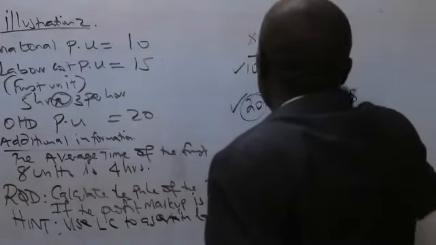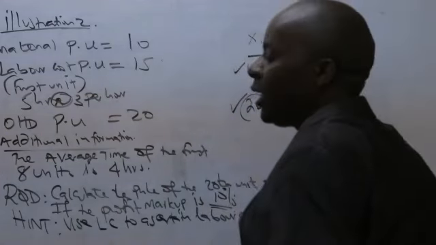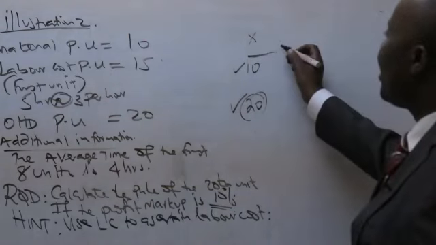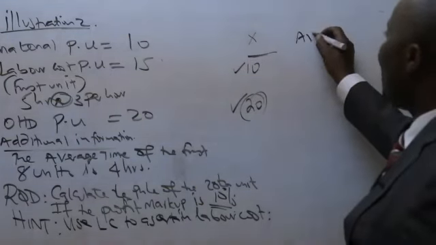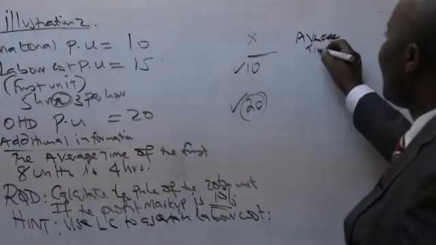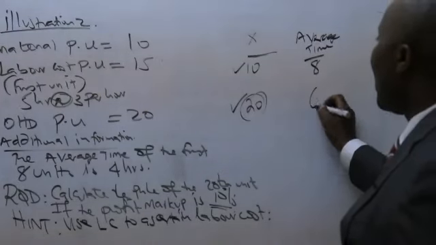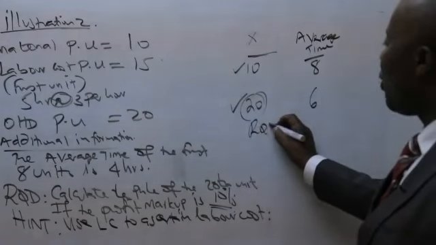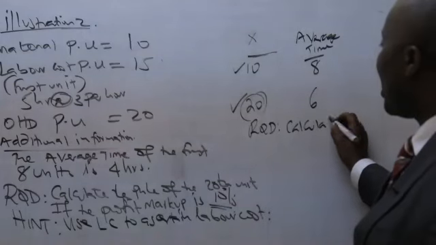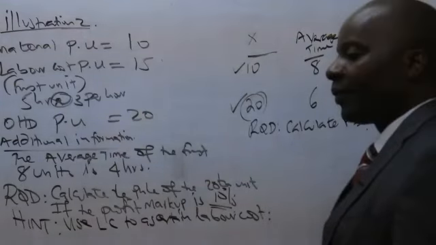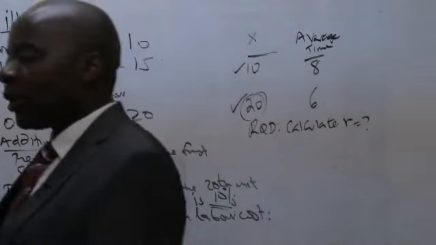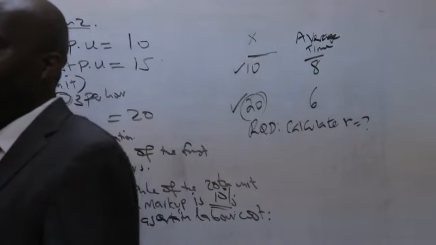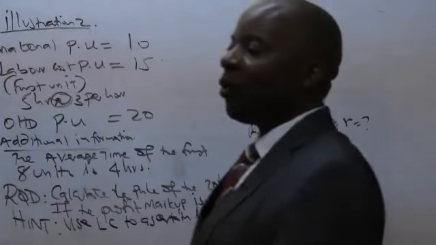Your examiner will give you some output. This examiner has given us an output of, say, 10. Then we have average time. It will give you 8 here, and 6 there. And then you will be required to calculate R. You'll be required to calculate what here, somebody? To calculate R. So how will we be able to get R?